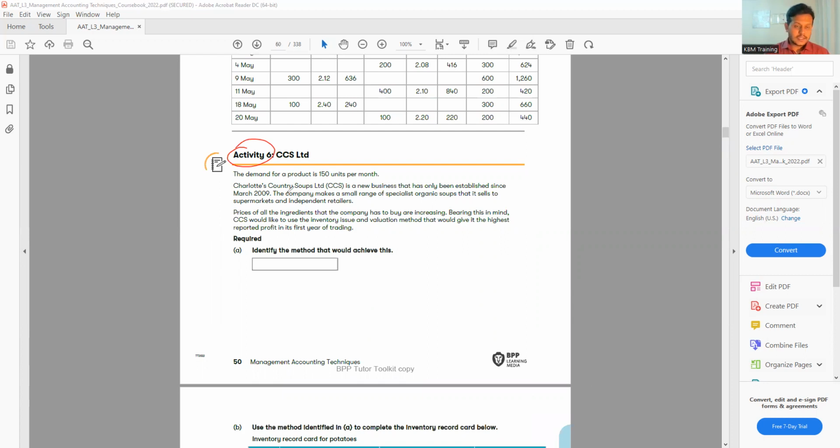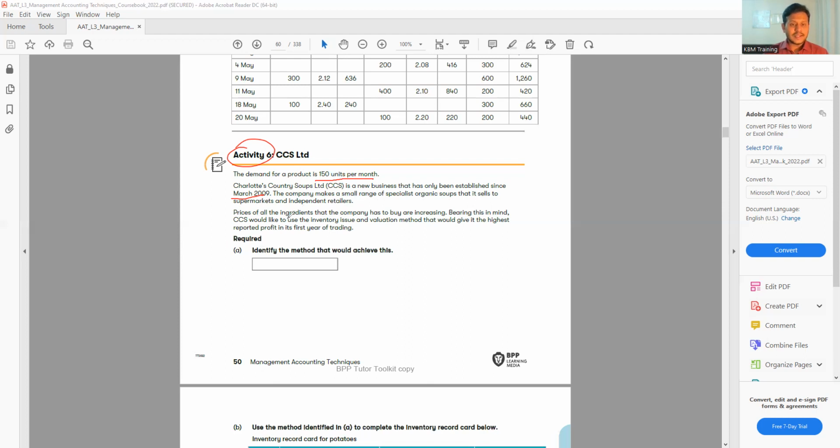It says the demand for a product is 150 per month. It could be any product. Then CCS is a new business that has only been established since March 2009. The company makes a small range of specialized organic soup that is sold to supermarkets and independent retailers. So they sell organic soup to the retailers and the supermarkets.